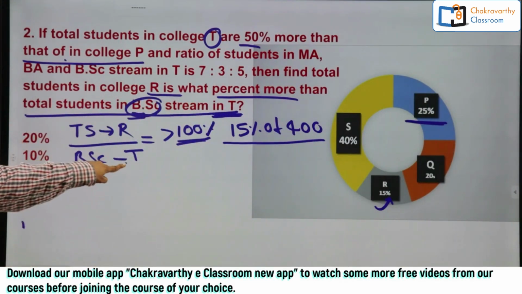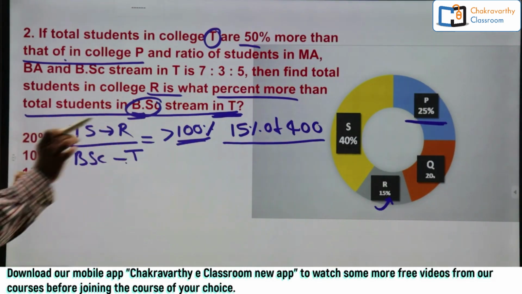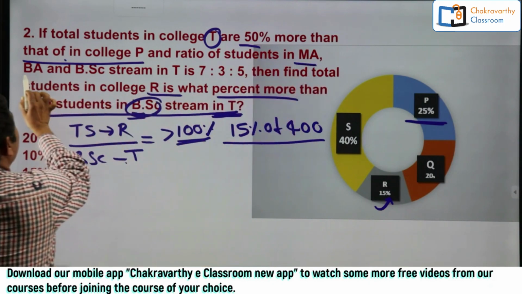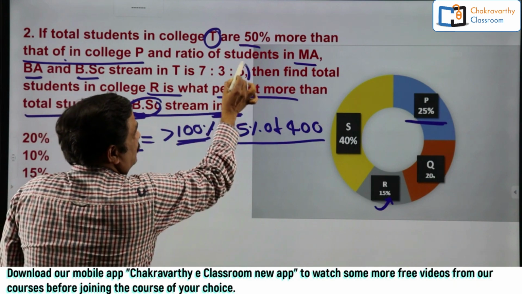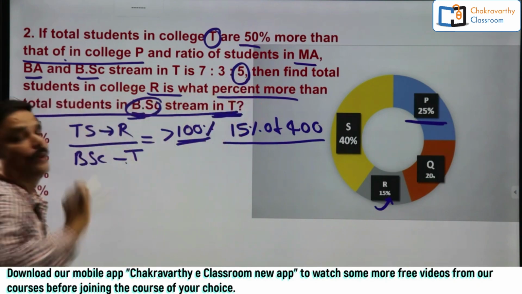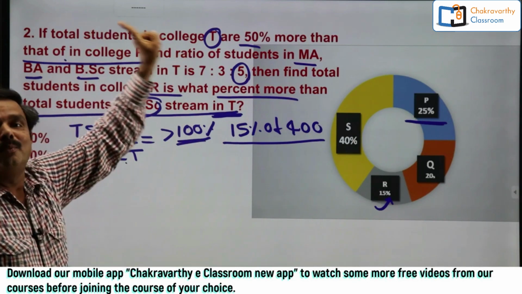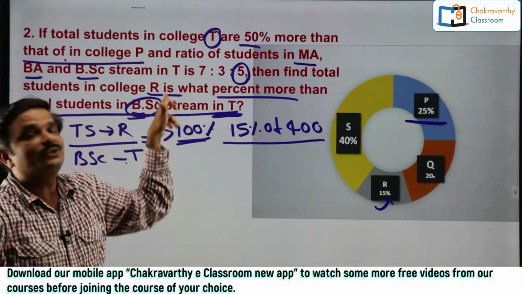Now my task is to find out BSc stream students in college T. BSc stream students in college T means that MA is to BA is to BSc is 7 is to 3 is to 5. This is what I need to find out, remember. First of all, in college T, how many students are there? Then you can distribute that with this ratio.